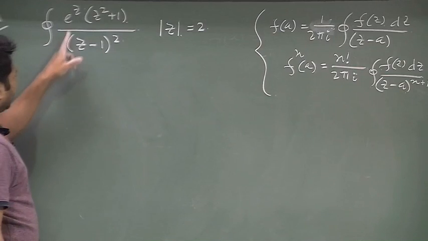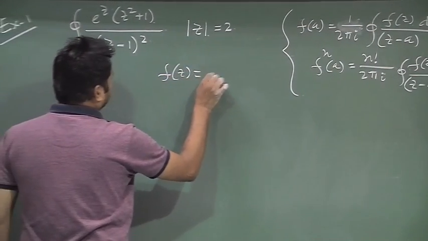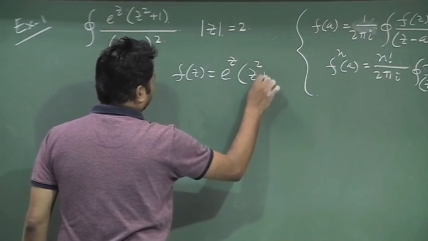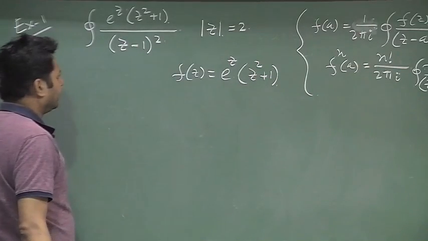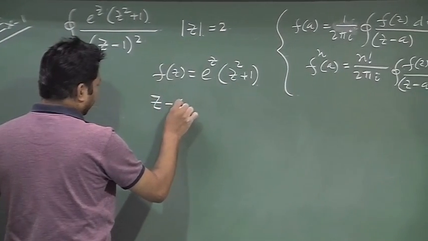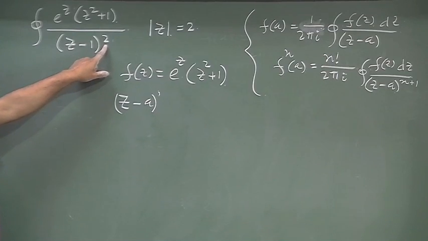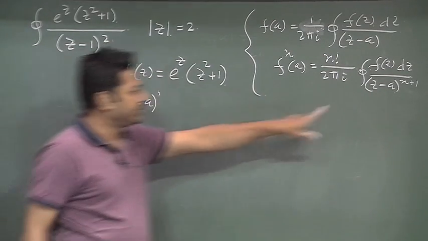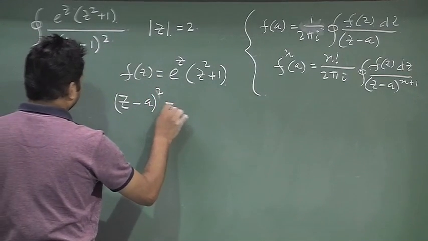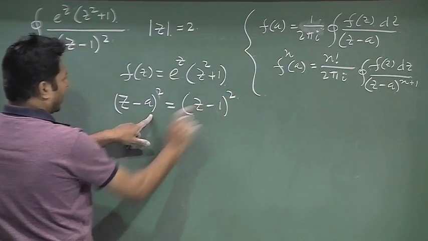So, if I do that, then I readily find my f(z) is e to the power of z squared plus 1. This is my f(z). And what is my z minus a? Here, z minus a whole to the power n. If you remember that this is a square, so that means this square is nothing but (z minus 1) squared. So, a is here 1.